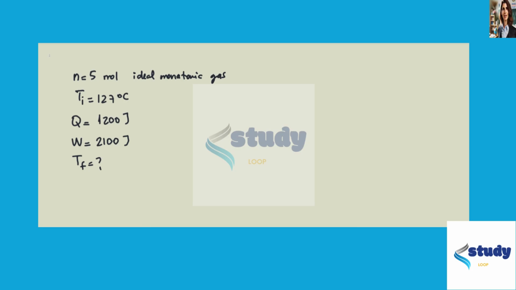In order to get there, since we're given the amount of heat that is given to the system and the amount of work that the system does, we actually have an idea about how the internal energy of the system changes. So the change in the internal energy of the system equals Q minus work done, right? So it's going to be 1200 minus 2100, so it's negative 900 joules, which means the internal energy of the system is decreasing. So then the temperature of the system is also going to change, right?